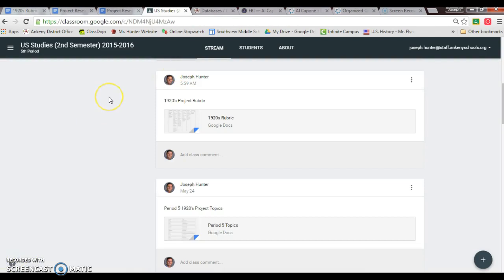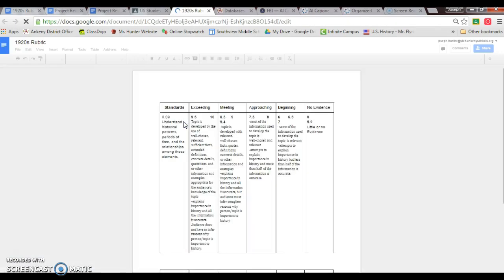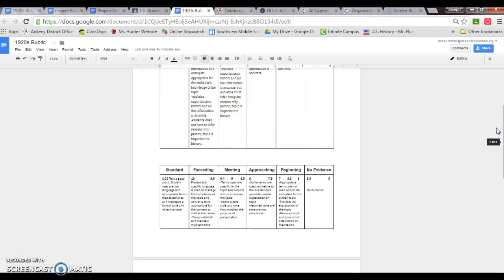Alright, the next thing we need to become familiar with is the 1920s project rubric. If you could open this up for me. Okay, there's going to be really 2 things that we're going to be grading. First of all, we're going to be seeing if you can understand historical patterns, periods of time, and the relationships among these different elements. And then also, the second standard we are going to be assessing is really your ability to tell us a story of this person. And that's really going to be your presentation.